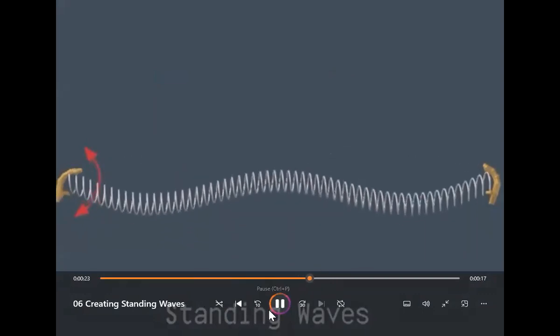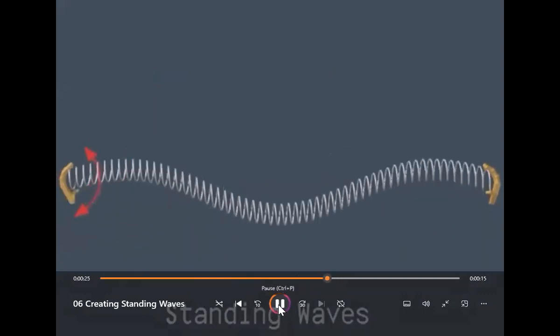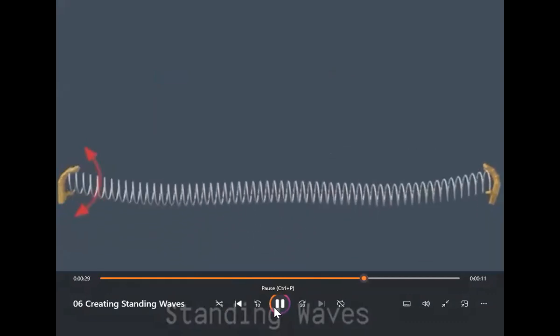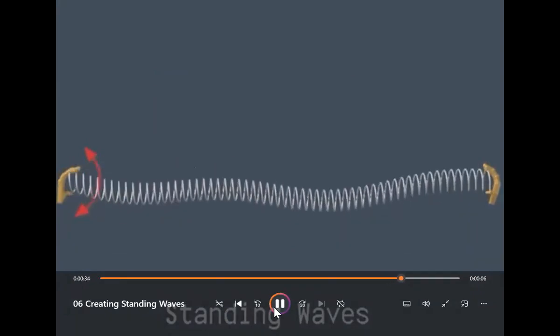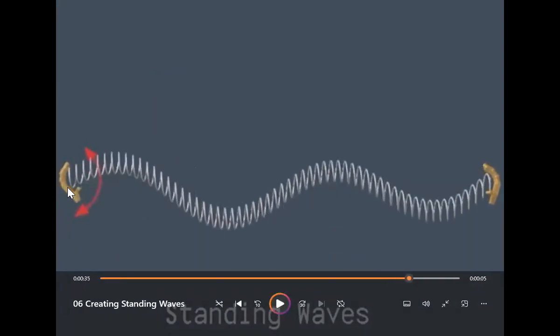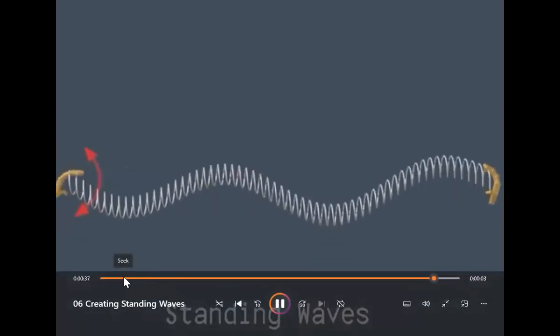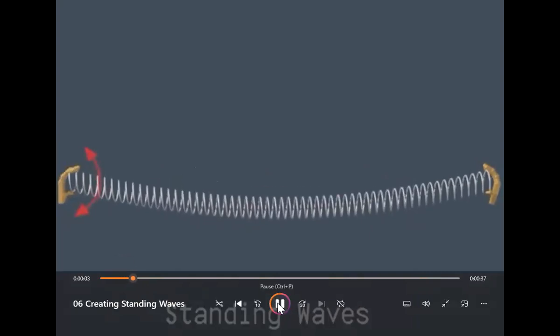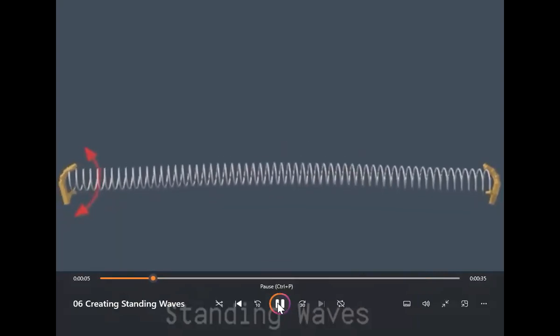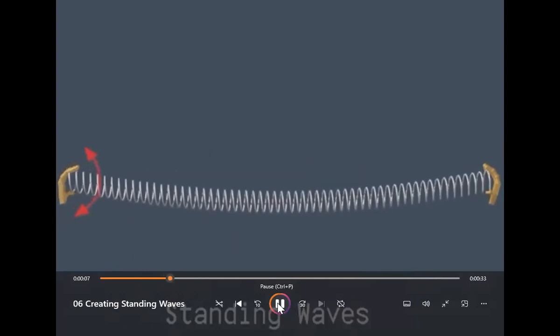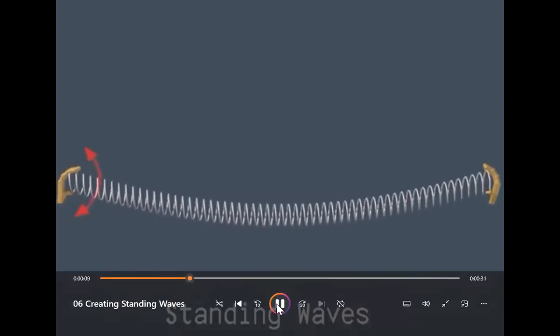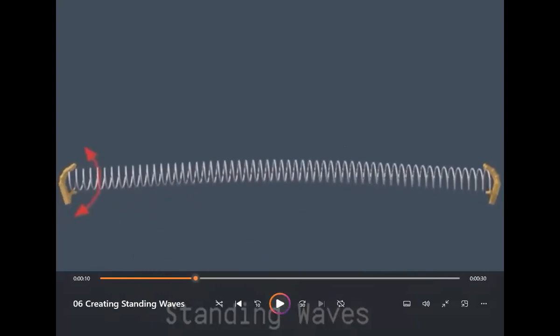How many wavelengths is that right there? Yeah, 1.5, or 3 halves. And then how about right there? How many wavelengths? Ooh, 2. You see, 1, 2, 2 full wavelengths. And then let's go back to the beginning. How many wavelengths is that? Half a wavelength. So if you pluck a string on an instrument, it'd be like half a wavelength.